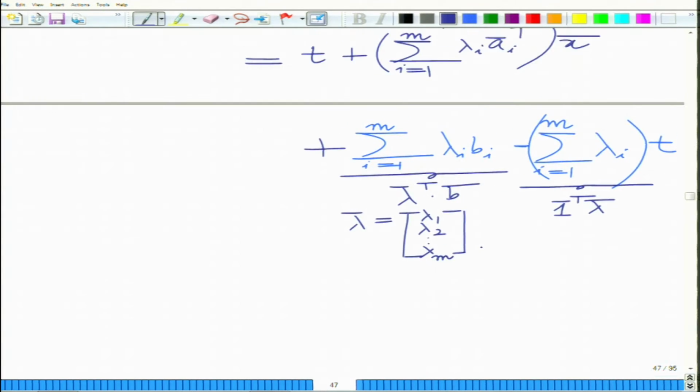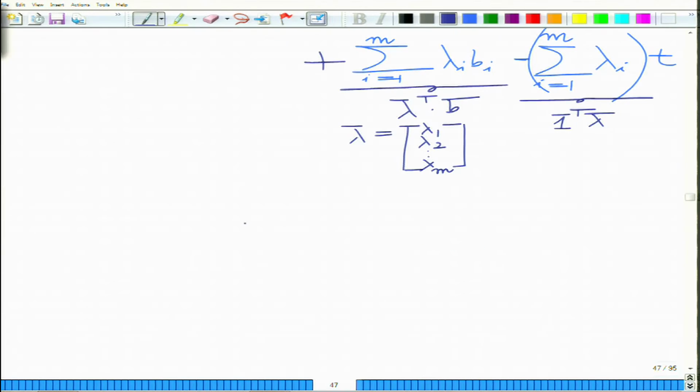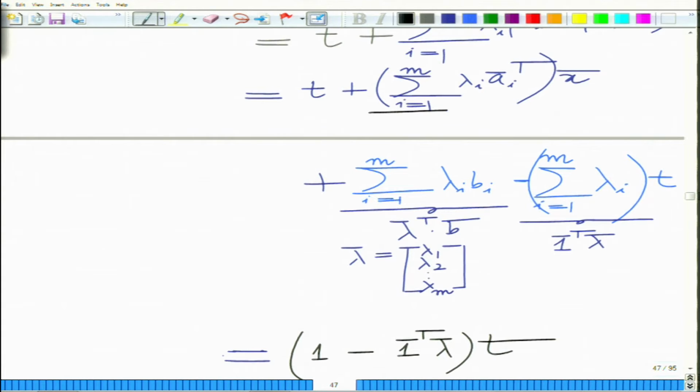And therefore, if you simplify this, I can write it in compact form as 1 minus 1 bar transpose lambda bar into t, where 1 bar transpose lambda bar is nothing but the summation of all lambda I, plus you can simply write this, take the transpose of this.